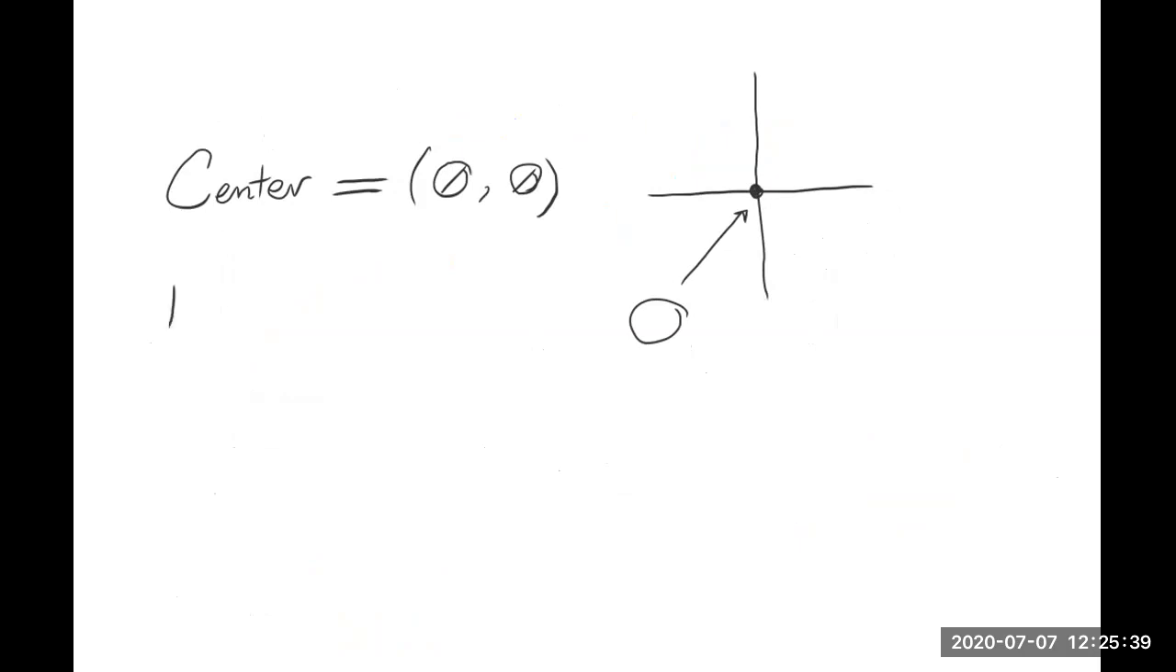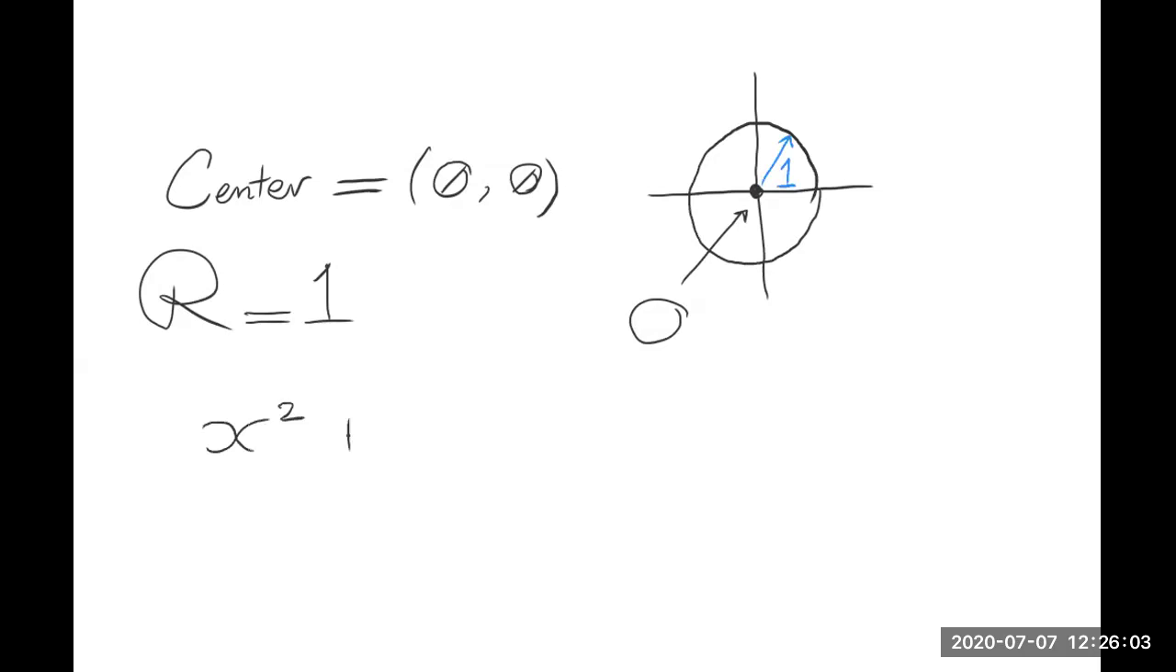And let's say the radius is 1. Radius is a positive number. So the circle would look something like this, and the radius is 1. The equation of this circle is x squared plus y squared equals 1.